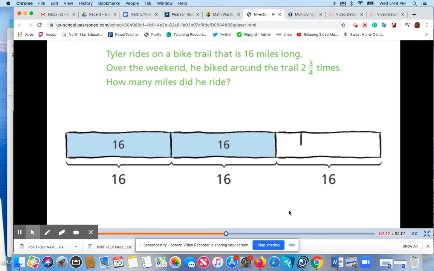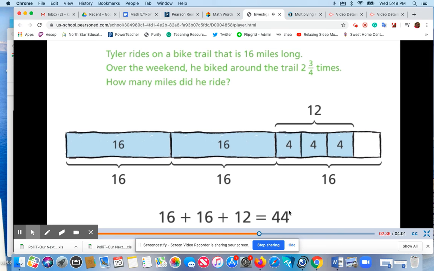I divided it into fourths and colored in 3 of them to show 3/4 of the whole 16 miles. Each fourth is 4 miles, so 3/4 is 12 miles. That's 12 more miles. So he rode 16 plus 16 plus 12 miles, which equals 44 miles.